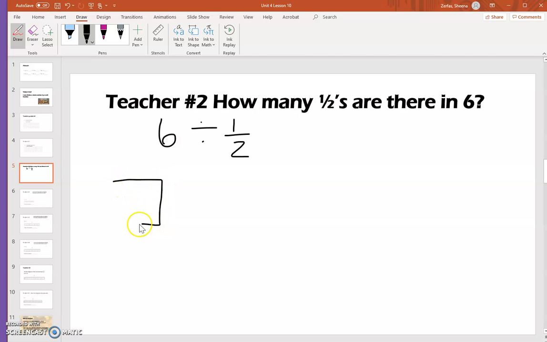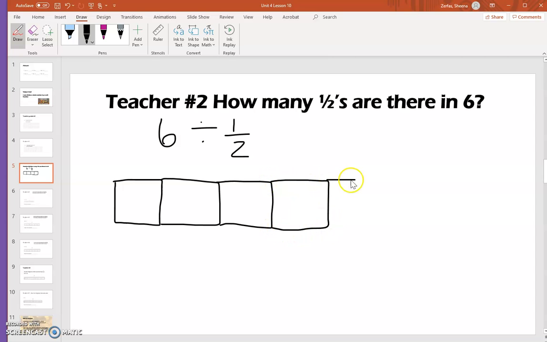So I'm going to model for you 6 wholes. I'm going to make 6 full boxes, connecting them one next to the other, and again doing my best to make them approximately the same size. Don't worry if your drawing isn't perfect.